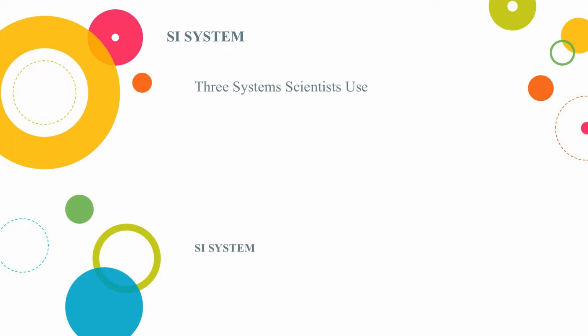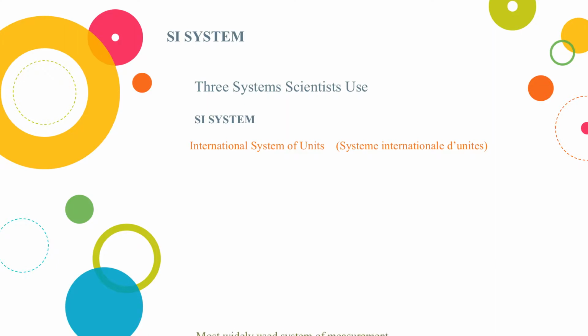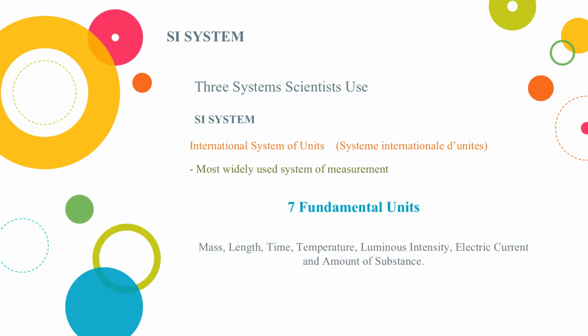There are three systems the scientists use: the SI system, the CGS system, and the English system. Today we'll only be focusing on the SI system, or as many like to call it, the International System of Units. This system, introduced in the 60s, is based on the metric system and is the most widely used system of measurement. It is comprised of 7 base units, with the 7 fundamental physical qualities being mass, length, time, temperature, luminous intensity, electric current, and amount of substance. Other than these 7, anything else is considered a derived unit.